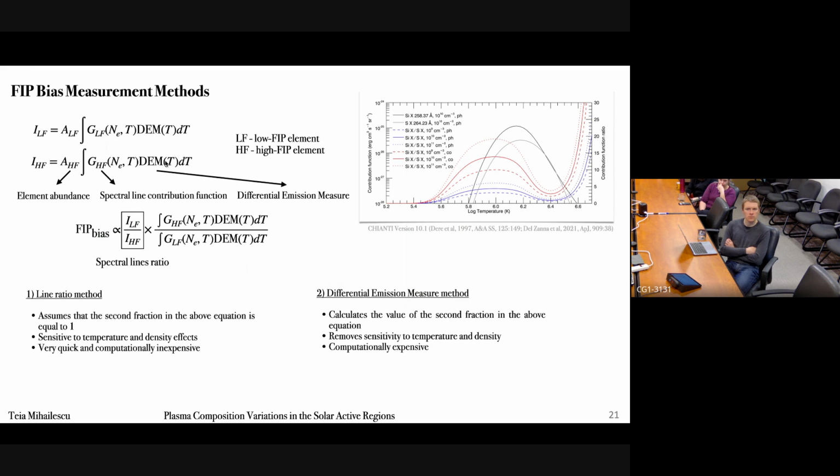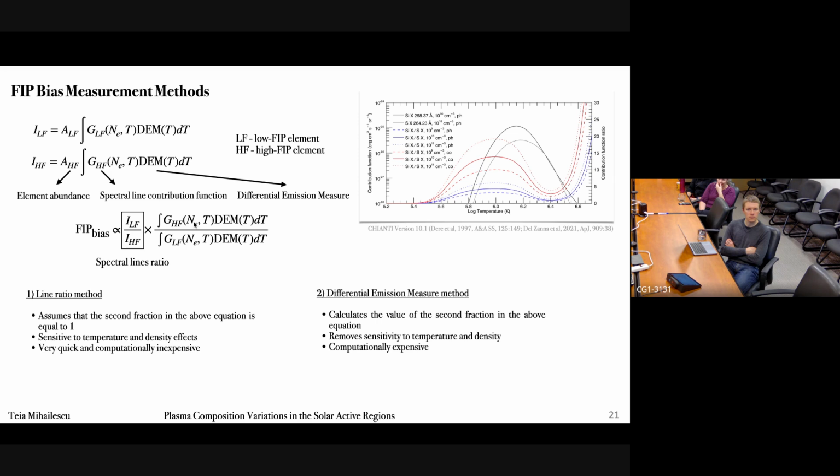If we rearrange those two equations at the top, we get that the FIP bias is proportional to the ratio between the spectral lines involved in the diagnostic, but it is also proportional to this term on the right, which is essentially telling us how the spectral lines we are using respond to the temperature structure of the plasma we're observing. Ideally, if the two lines we selected have the same contribution functions, this term will be 1, but that is never the case. We can get close to 1, but it's never going to be 1.